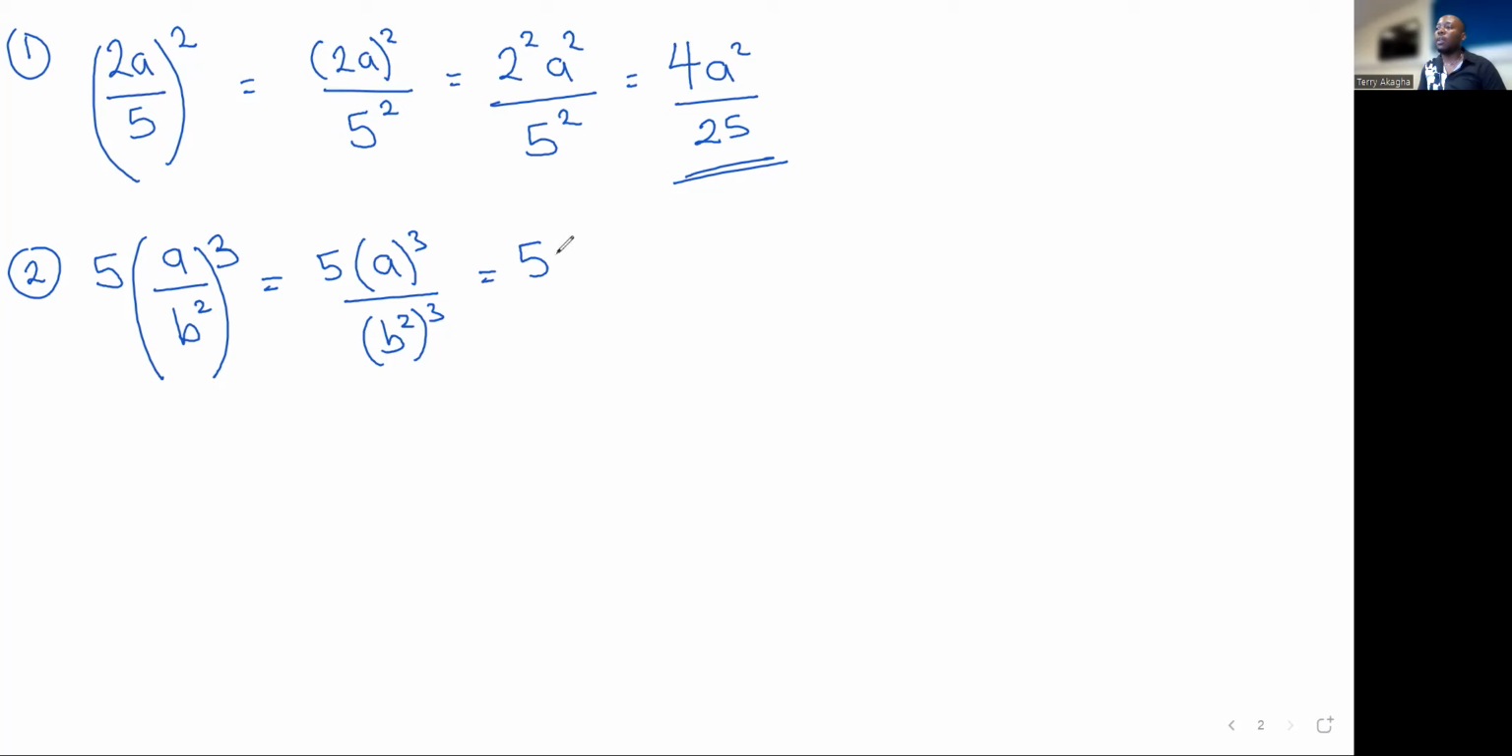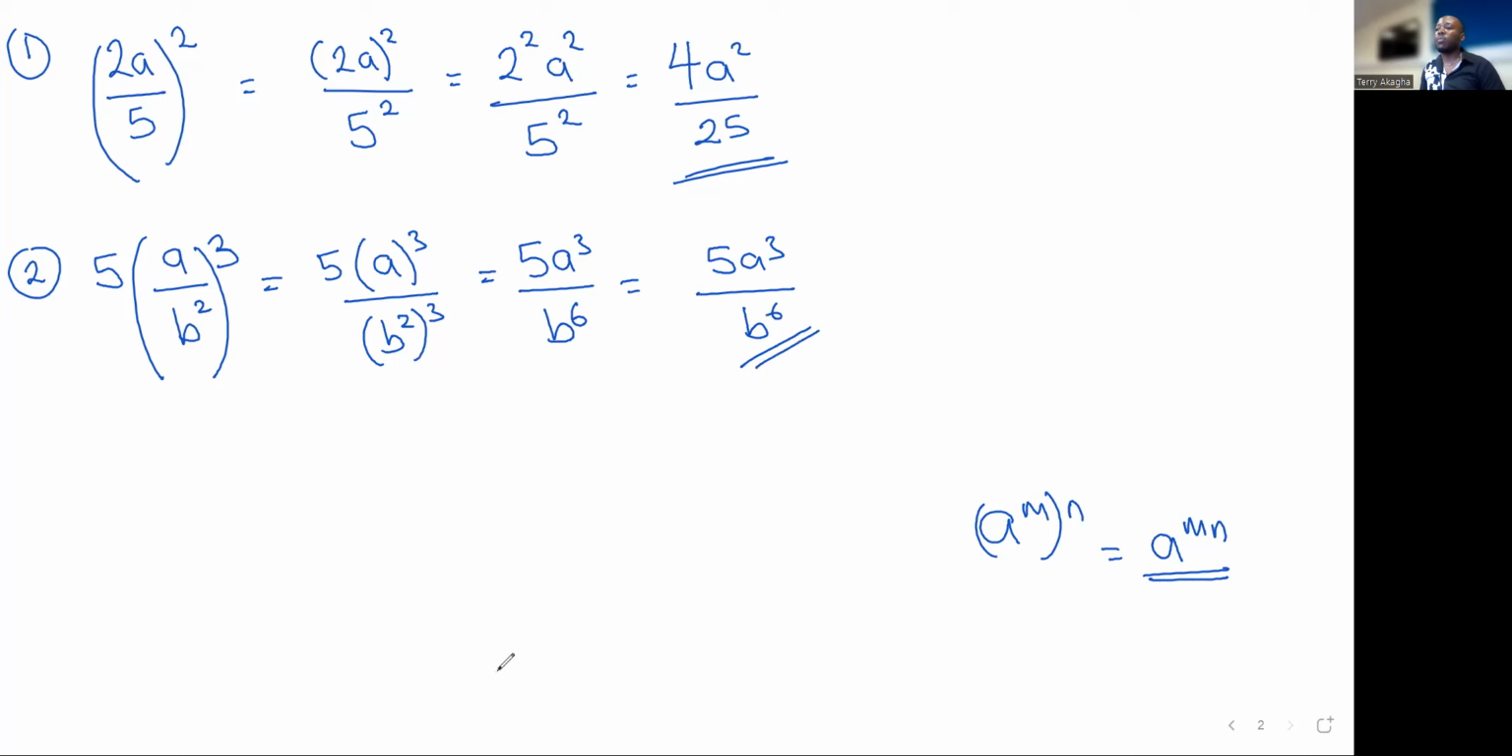So a raised to the power 3 divided by, remember I said a raised to the power m multiplied by n is equal to a raised to the power what? mn. Do you remember this law? So we're going to apply this now. So it'll be 2 times 3 will give us what? 6. And that will give us 5a^3 over b raised to the power what? 6. So you can see that provided you know the right law, you can solve any question that you are being given. Is that okay? Now let's look at another one.